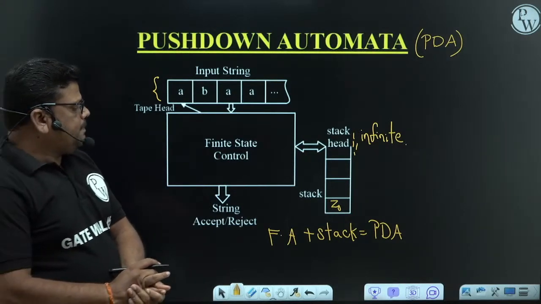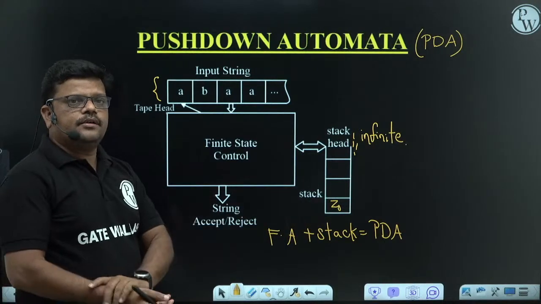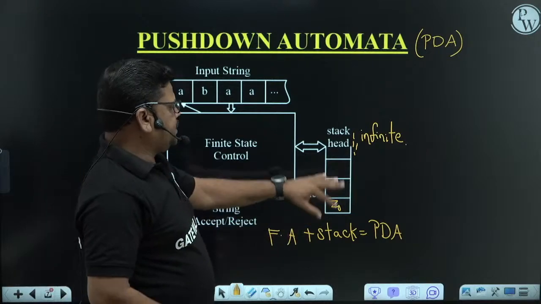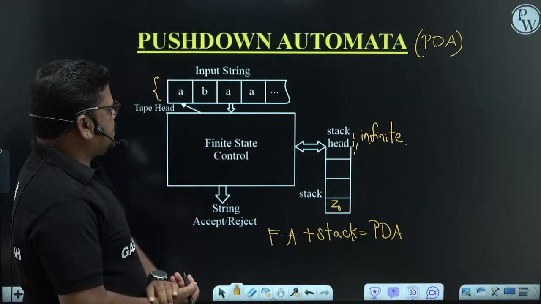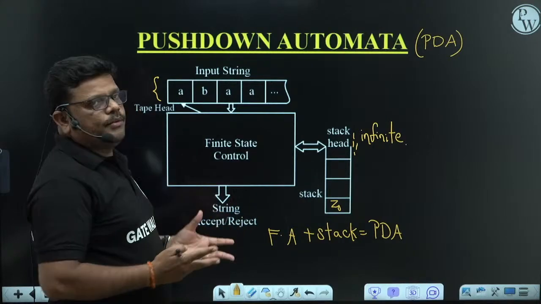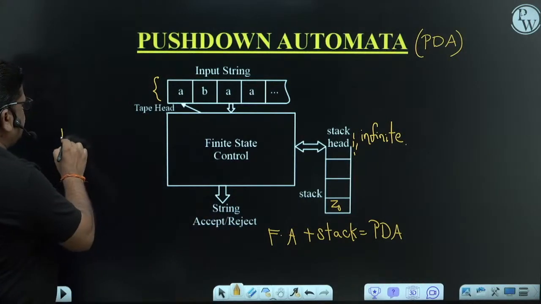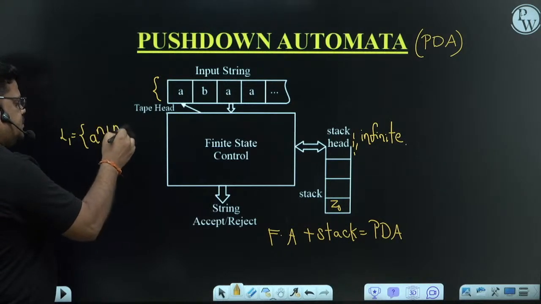Finite automata plus stack, this total structure together is called a pushdown automata. Right. So here this is our memory. Now this total structure is capable of handling languages with infinite comparison, like a power n, b power n. It can accept this.